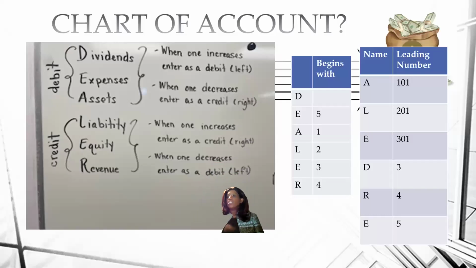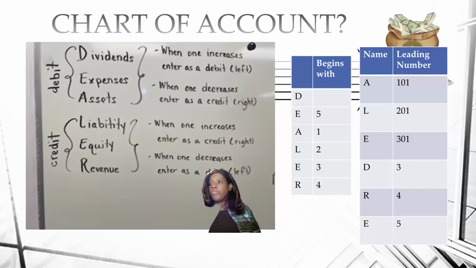Liabilities, obligations owed by the entity. Accounts payable, loans payable. Equity, ownership interest in the entity. Example, common stock and retained earnings. Income or revenue, it increases in economic benefits, sales, and services. Sales revenue, service revenue. Expenses, it decreases in economic benefit. Example, rent expense and salaries expense.